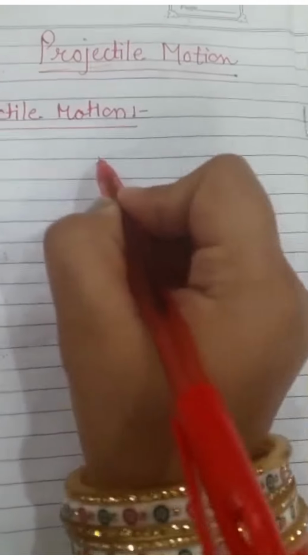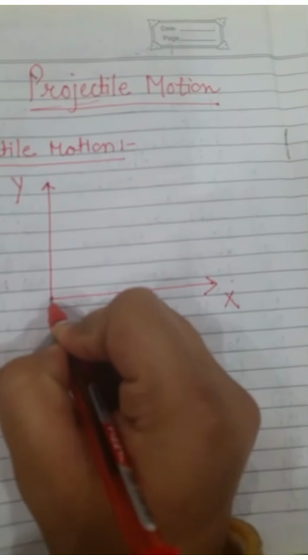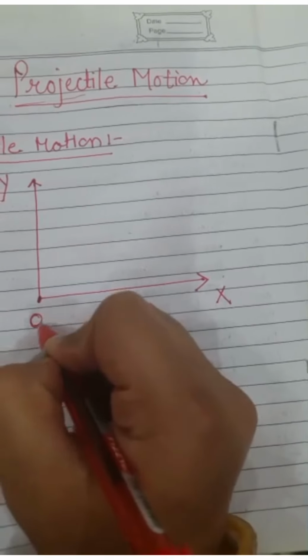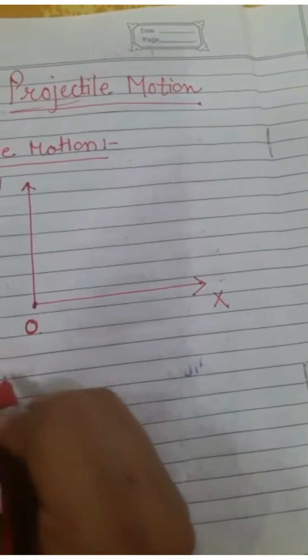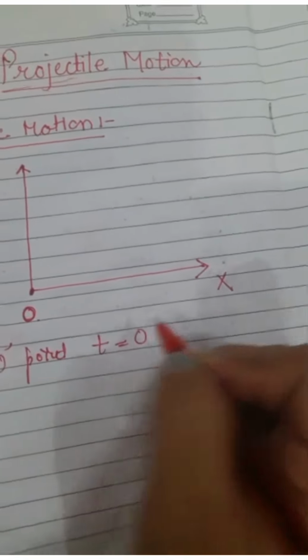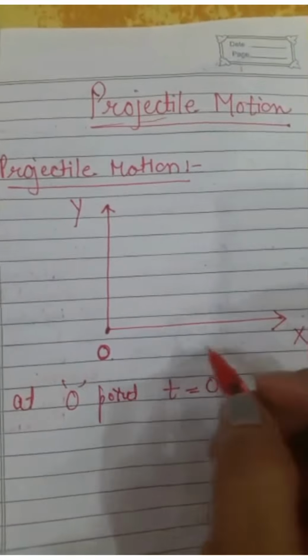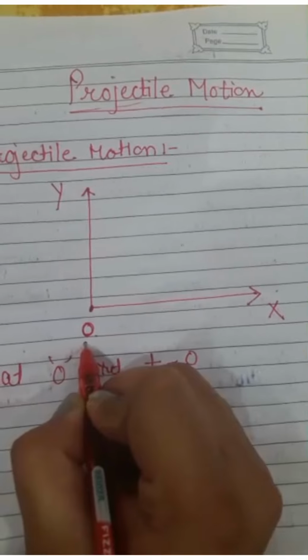This is the motion which acts along two directions, or along the two coordinate axes: the y-axis and the x-axis. Here the object is projected from the point O, which we call the origin point, and at the O point the value of t is 0. This point is selected as the origin of the coordinate system.